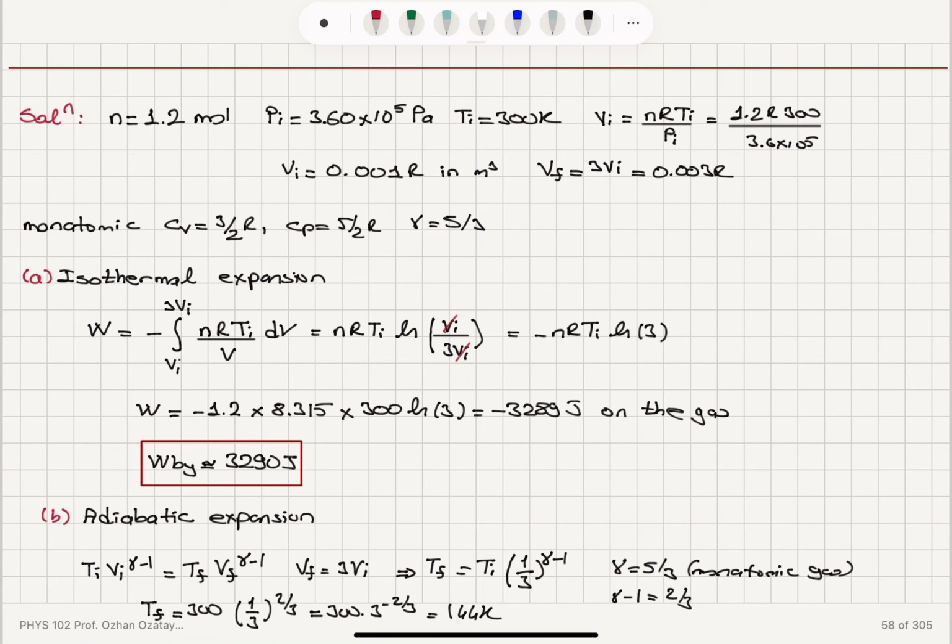Adiabatic expansion, instead of calculating the work done by using minus integral P dV, I have figured out what would the final temperature be. It is 144 Kelvin. Using this relationship, T V^(gamma minus 1) is a constant. So I have two things for adiabatic process. PV^gamma is a constant and T V^(gamma minus 1) is a constant.